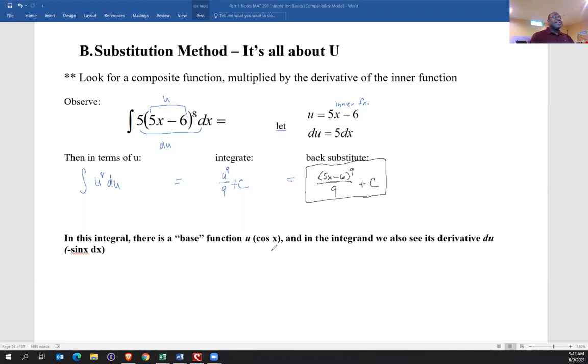So notice that in this problem, in this integral, there is a base function, u, that's 5x minus 6. And in the integrand, we also see its derivative, which was 5 times dx. All right. And once again, that's what you're looking for if, ideally, we want to make substitution work. So let's take a look at another example.